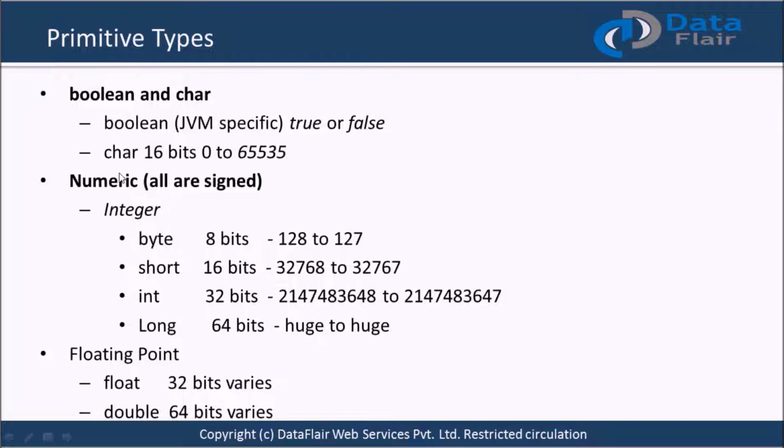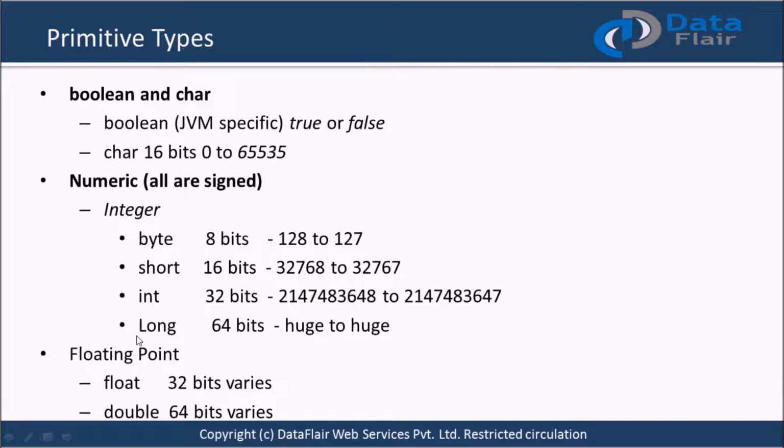The next type is numeric values. Here all numeric values are signed, which means the range goes from negative to positive. The first integer type is byte. The byte takes only 1 byte, which is 8 bits. So the range is this. Then we have short, which takes 2 bytes, 16 bits. This is the range. Then we have int, which takes 4 bytes, 32 bits, and this is the range. And then we have long, which takes 64 bits, or 8 bytes, and it's huge, from negative huge to positive huge.